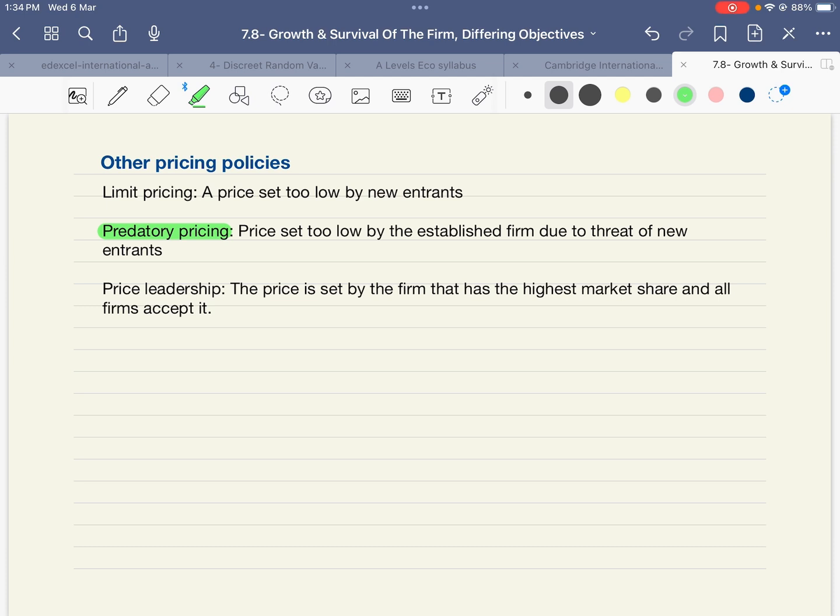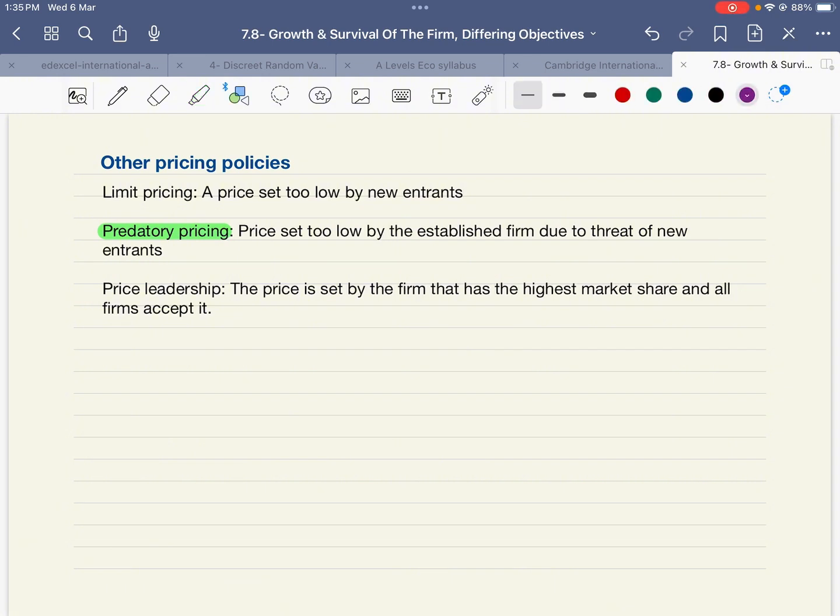Predatory pricing, on the other hand, is also a price set too low, but this is set by the already established firms. They do so due to the threat of new entrants, and when they do so, the new firm is unable to make a profit. In time, the new firm will be forced out of the market. When this happens, the established firm will put its prices back to the former level. Predatory pricing can normally be applied to monopolies and oligopolies, but it can also be applied to a perfectly competitive market.